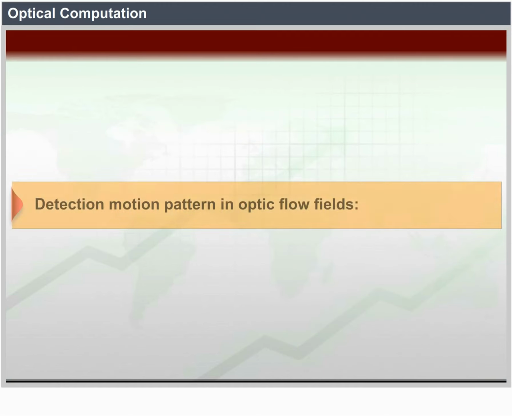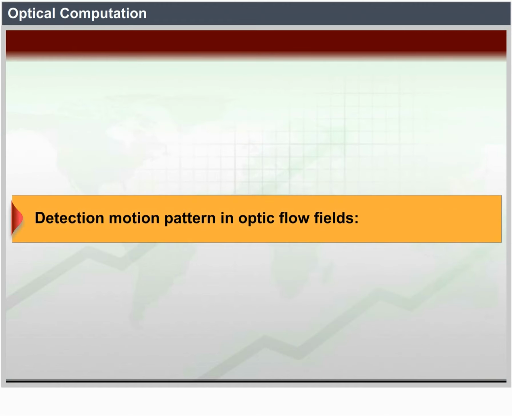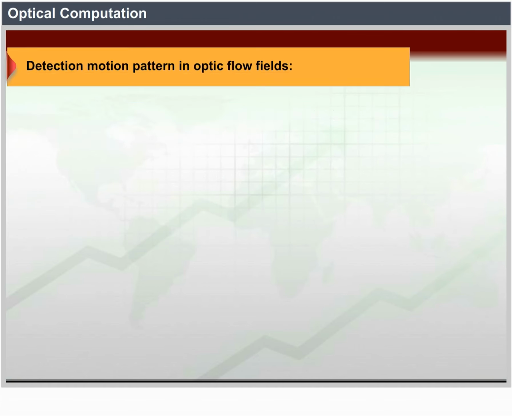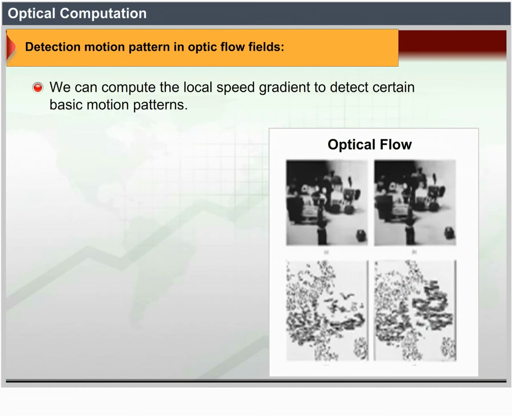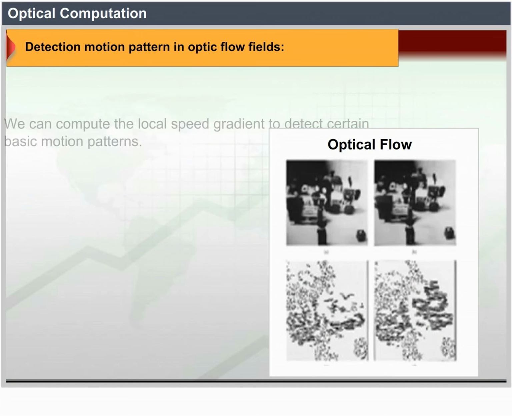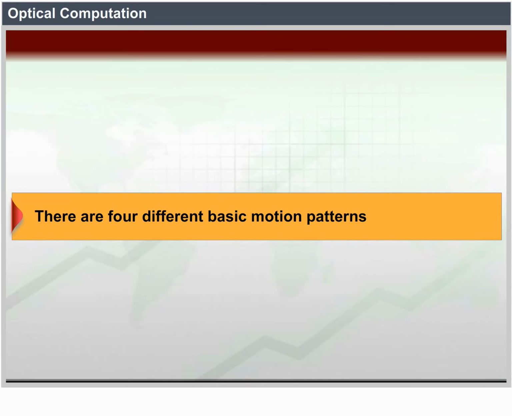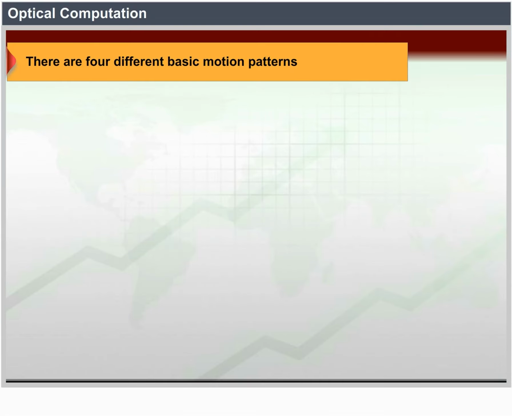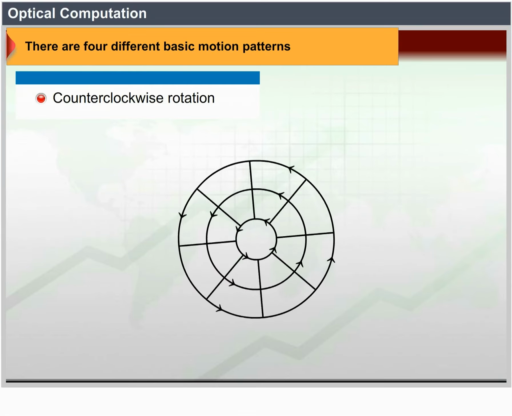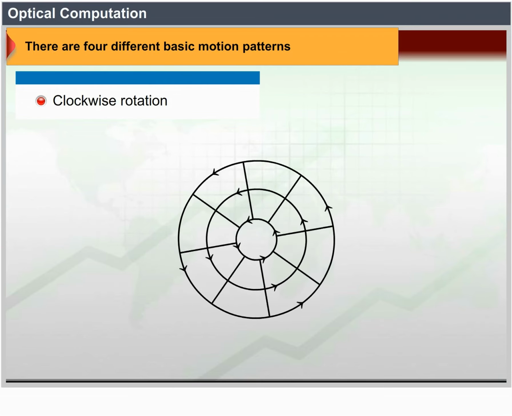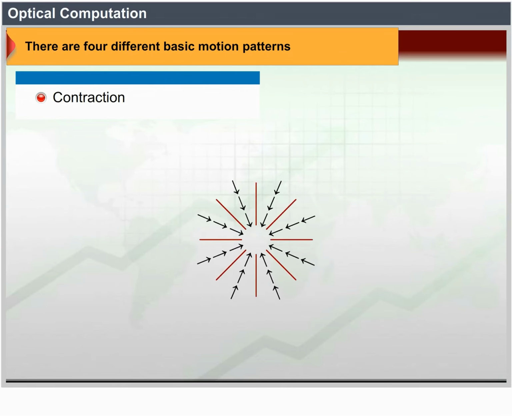Detection of motion patterns in optical flow fields. We can compute the local speed gradient to detect certain basic motion patterns. The speed gradient is defined as the direction of the steepest speed increase, regardless of the direction of motion. There are 4 different basic motion patterns: counterclockwise rotation, clockwise rotation, contraction, and expansion.